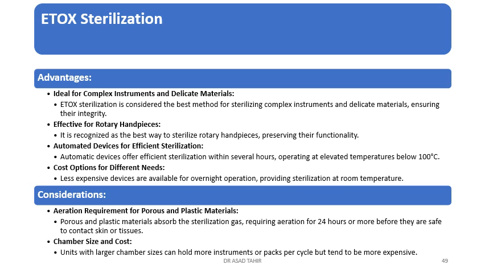Considerations. Aeration requirement for porous and plastic materials. Porous and plastic materials absorb the sterilization gas, requiring aeration for 24 hours or more before they are safe to contact skin or tissues. Chamber size and cost. Units with larger chamber sizes can hold more instruments or packs per cycle, but tend to be more expensive.